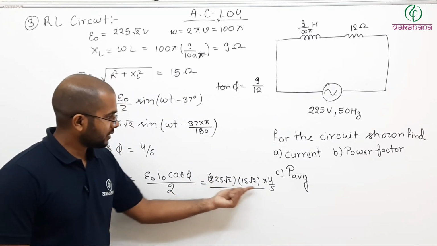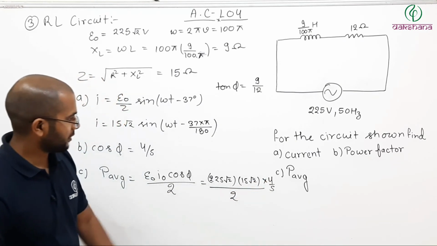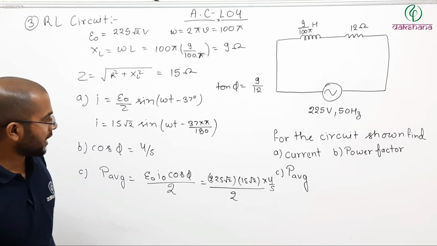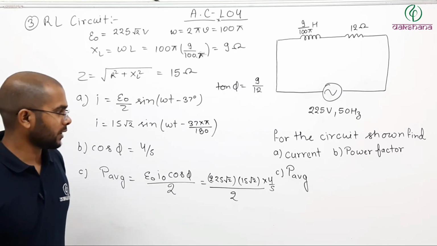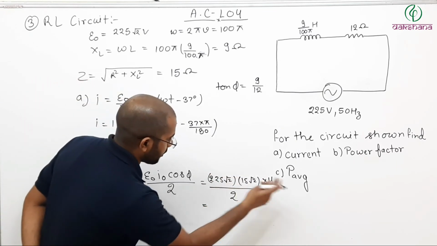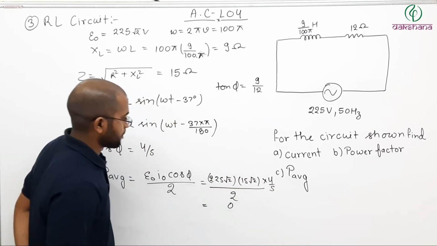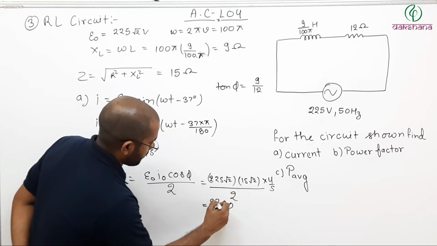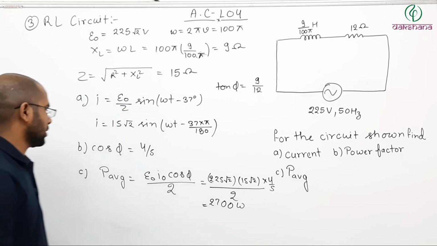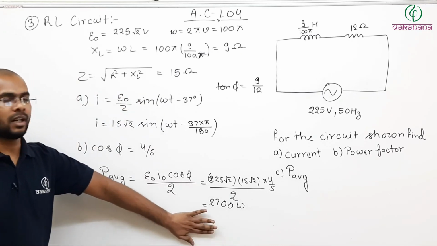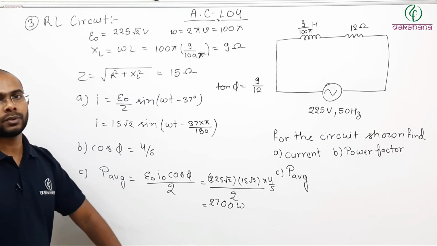So 225 into 15 into 4 divided by 5. Root 2 will be cancelled out. So that would be 225 into 3 into 4. So 225 into 12. 3 into 4 is 12. So 2700 watt. So the average power in this case would be 2700 watts. Pause the video, note it down.